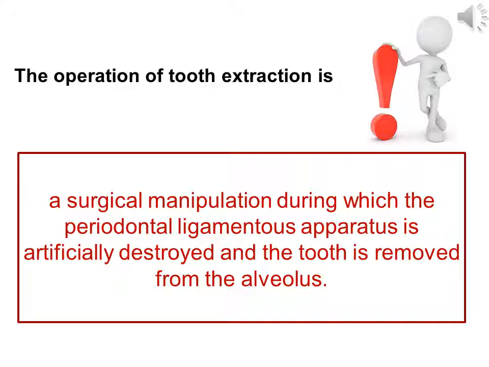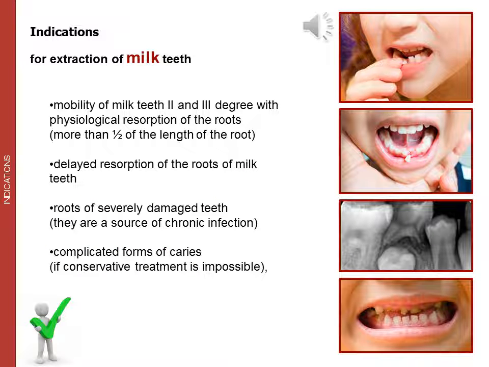The operation of tooth extraction is a surgical manipulation during which the periodontal ligamentous apparatus is artificially destroyed and the tooth is removed from the alveolus. Indications for extraction of milk teeth. Mobility of milk teeth, second and third degree, with physiological resorption of the roots of more than half of the length of the root. Delayed resorption of the roots of milk teeth.